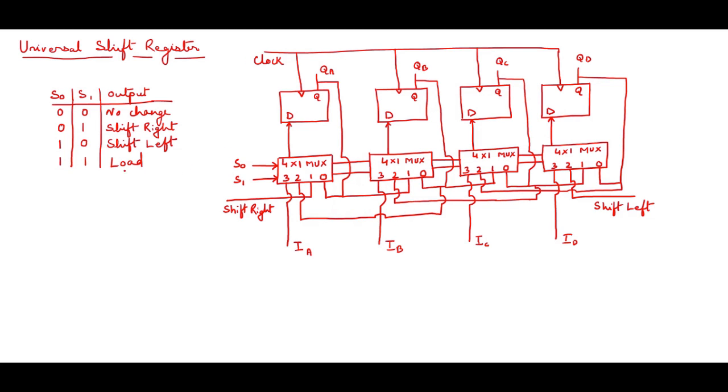The final is 1 1, there is load. So you can see to pin number 3 of all the muxes I have taken IA, IB, IC and ID. That means whatever data is available over here, the moment I give 1 and 1 over the select line, the data will be loaded to all the flip flops present over here. So we have seen how it is working as shift right, shift left and load as well as no change. So this is basically a circuit of universal shift registers.